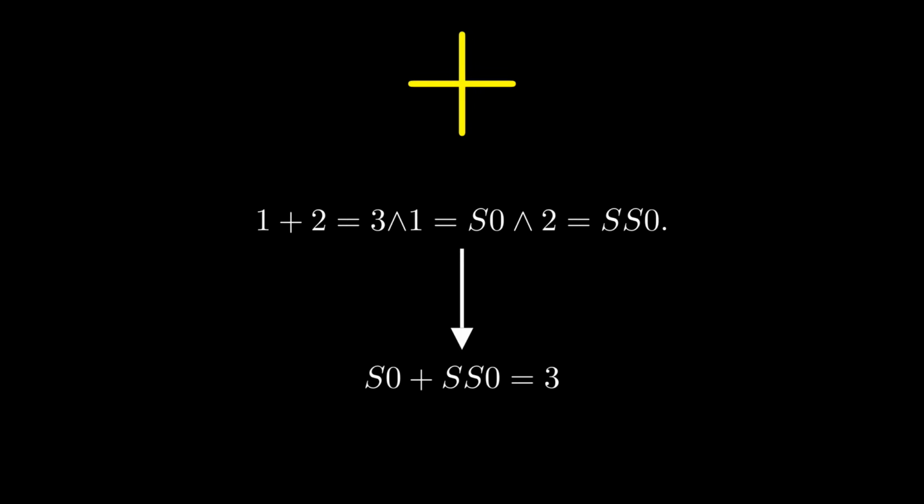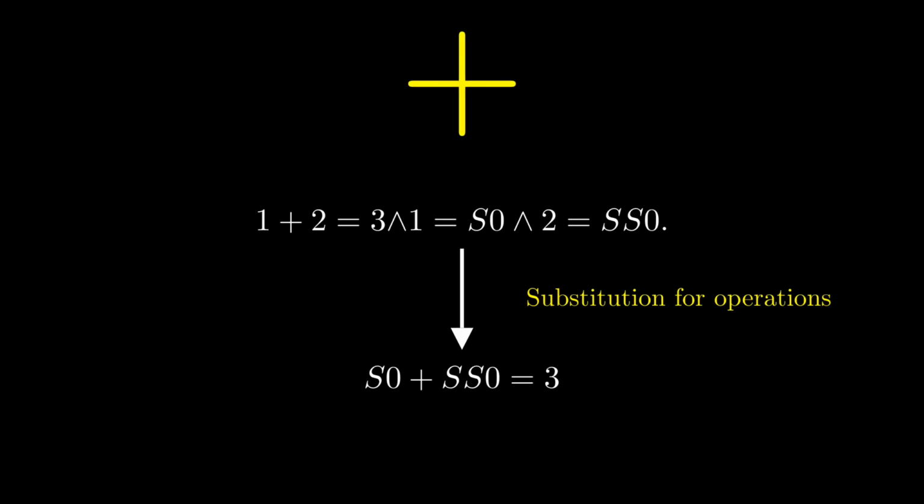We are not done yet. Consider the operation of addition. Let's say that 1 plus 2 is equal to 3, 1 is equal to the successor of 0, 2 is equal to the successor of 0. Then by making a substitution, we should be able to conclude that successor of 0 plus the successor of 0 is equal to 3.